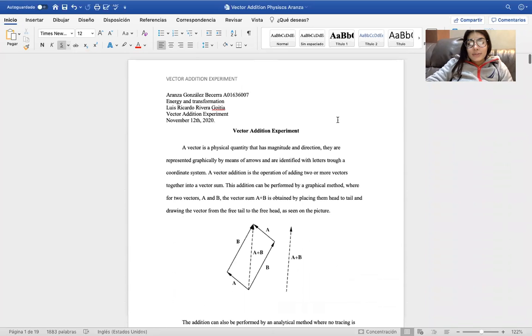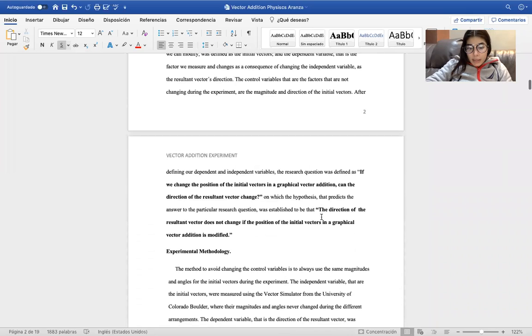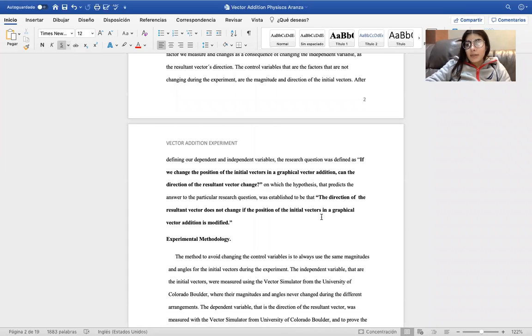Well, hello. Today I'm going to show you how I did the vector addition experiment where my specific research question was: if we change the position of the initial vectors in a graphical vector addition, can the direction of the resultant vector change? And my answer to this question, that is my hypothesis, is that the direction of the resultant vector does not change if the position of the initial vectors in a graphical vector addition is modified.